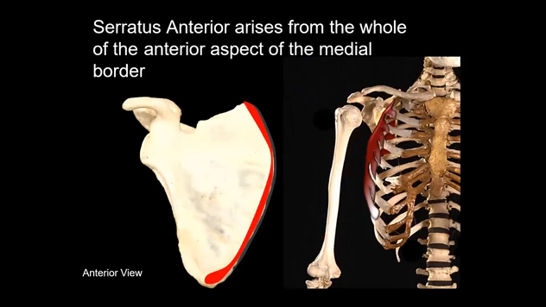So serratus anterior is also another muscle that attaches itself to the medial border, anterior aspect, lying down the whole of the medial border.